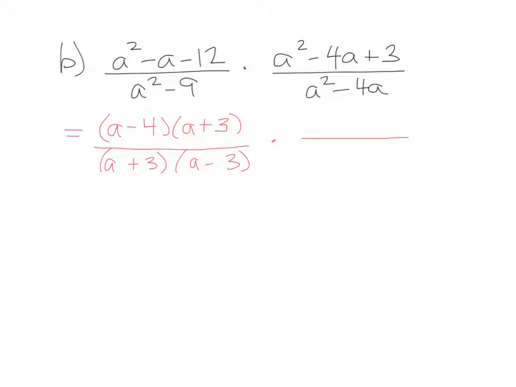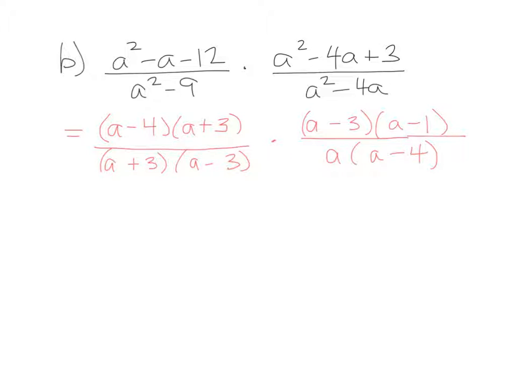And then I'll do the same thing in the second fraction. Factor those. I think that's going to be a minus 3, a minus 1. And then the denominator of the second one, just take out a common factor, and it becomes a times a minus 4. All right.